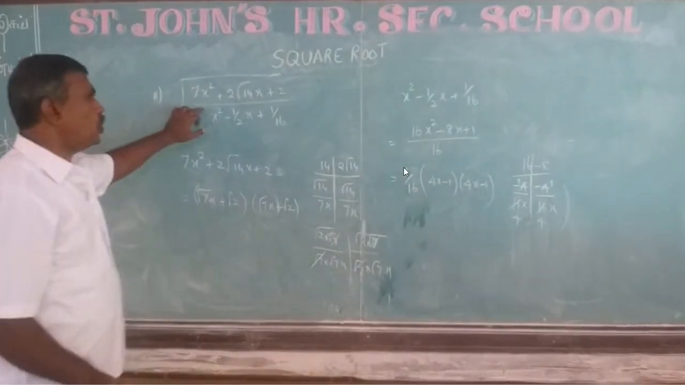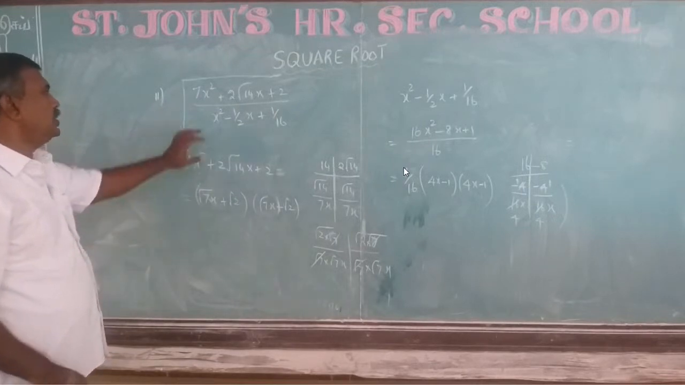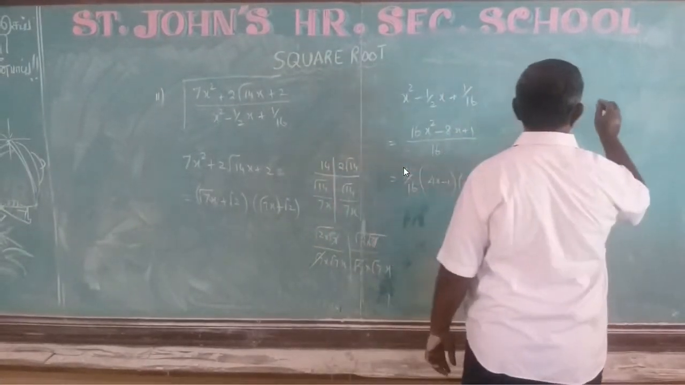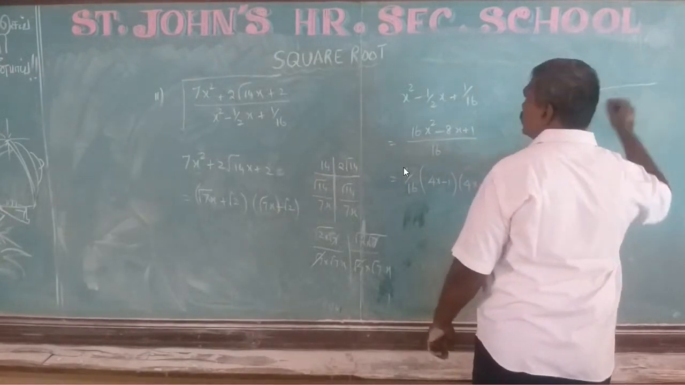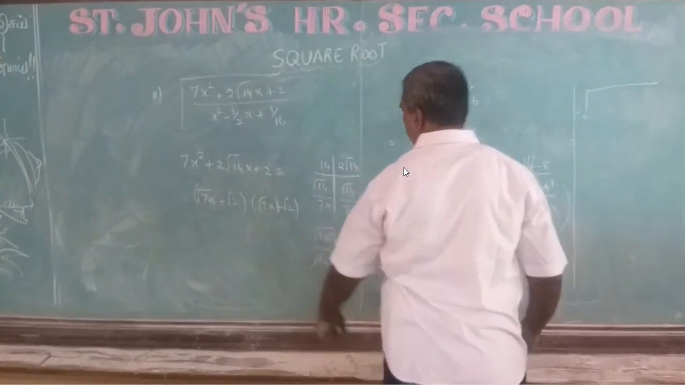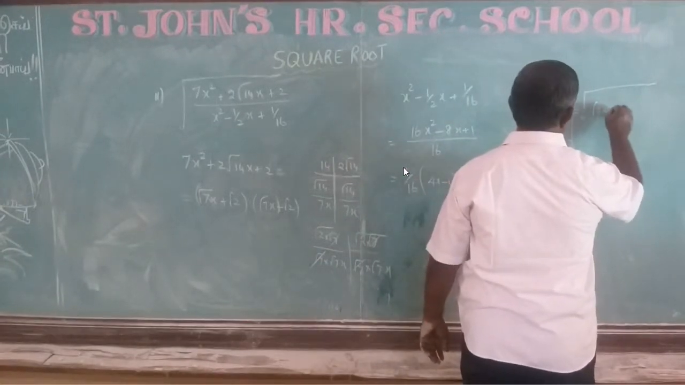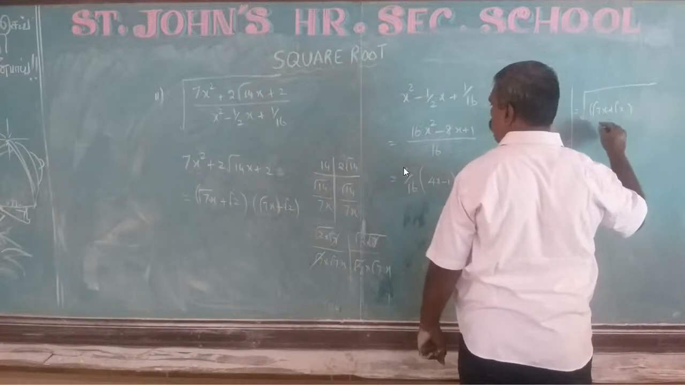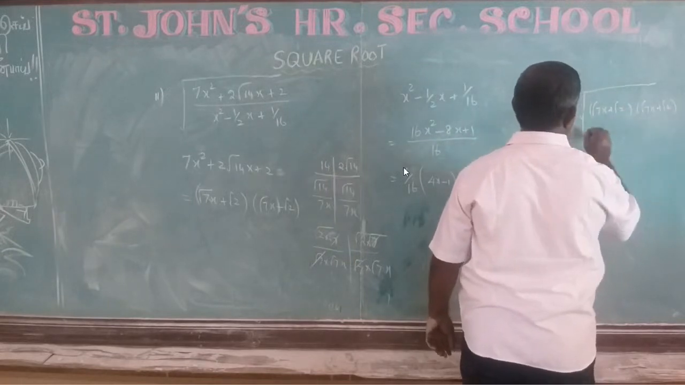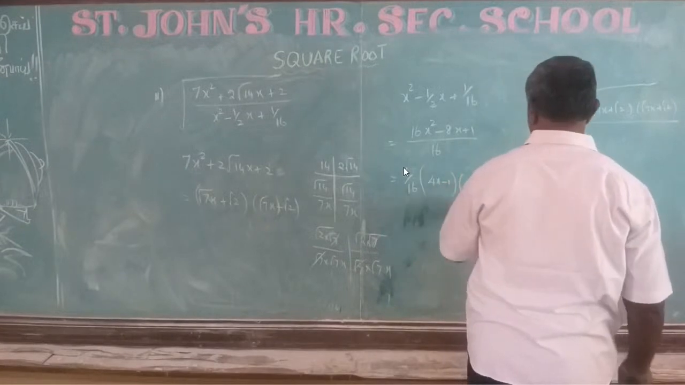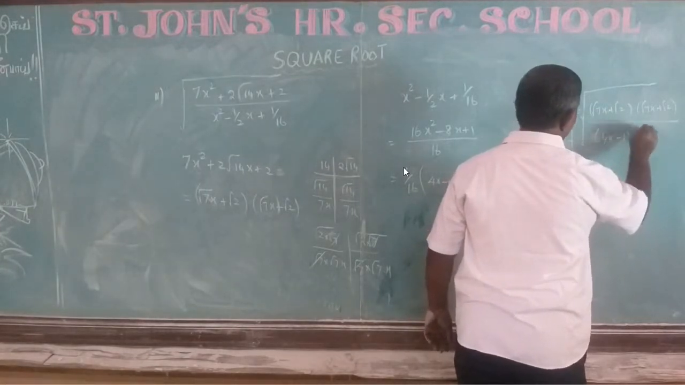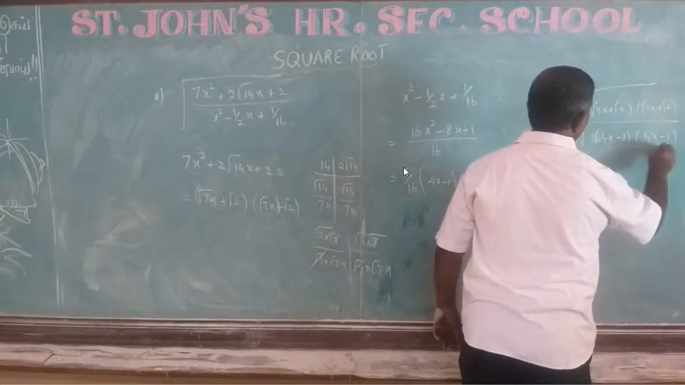Now we come to the square root. Therefore, the square root of 7x squared plus 2 into root 14x plus 2 can be written as root 7x plus root 2 into root 7x plus root 2, divided by 16 into 4x minus 1 into 4x minus 1 by 16.